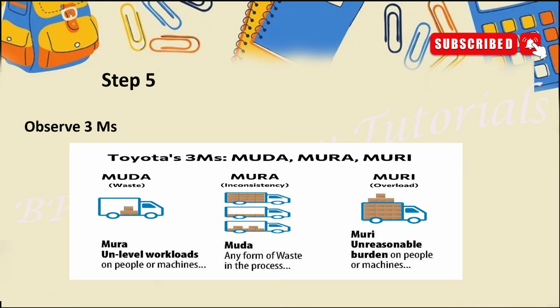The basic meaning is: Muda means waste, Mura means inconsistency, and Muri means overload. So if you want to remove waste, inconsistency, or overload from the process, we will use these three techniques, which are known as the 3 M's.